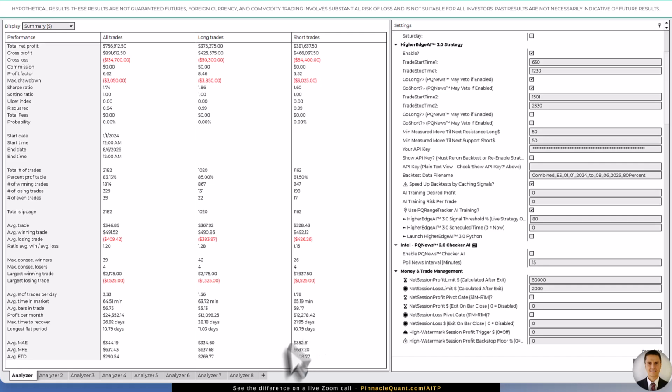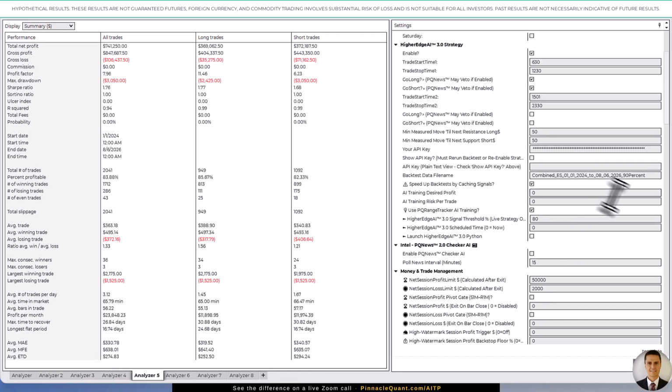So there are 8 tabs. I don't know if you guys can see everything in the video. If it's going to capture it all or not, I hope. This is ES, 1 contract. This is 1 contract. This is 2 contracts. This is NQ at 1 contract. And this is NQ at 2 contracts.